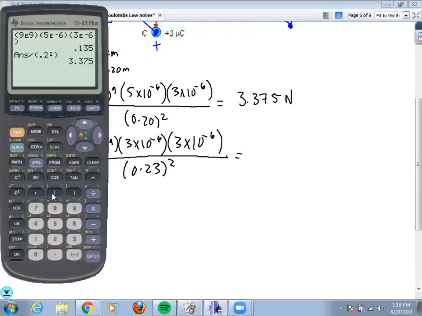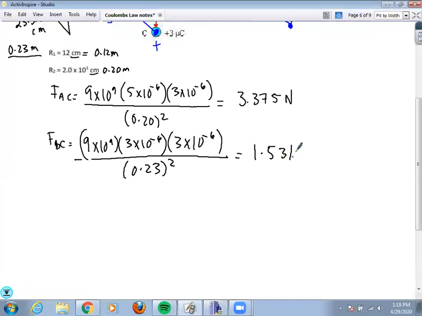Okay, so 9 times 10 to the power of 9 times 3 times 10 to the power of negative 6 times 3 times 10 to the power of negative 6. And we divide that by 0.23 squared. 1.53. We'll go 1.531. 1.531 newtons. Now we need a direction.